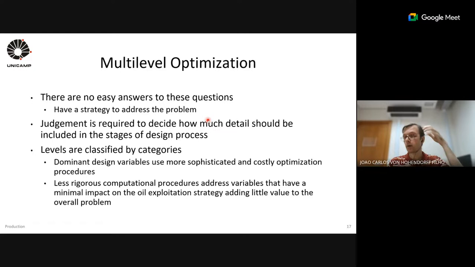And again, what is important to have in mind: there are no easy answers. We need to have a strategy to try to address this problem. Some judgment is required to decide how much detail should be included in the stages of the design problem. Maybe sometimes you have a lot of combinations, but you reduce the combinations to evaluate which are the most important. Okay, it's the same idea from the optimization.